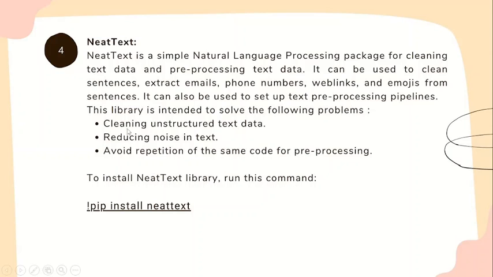The first is cleaning unstructured text data. Second is reducing noise in the text. Third, avoiding repetition of the same code for pre-processing. So it is a library used for cleaning the text data. It is a very important library in natural language processing. To install the neattext library, you can run this command in your Jupyter notebook: !pip install neattext.